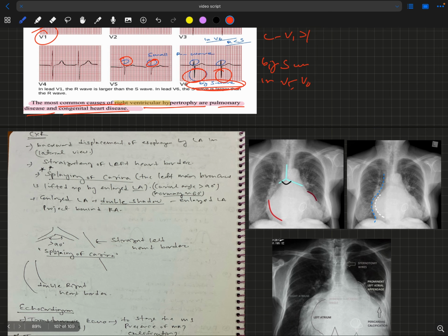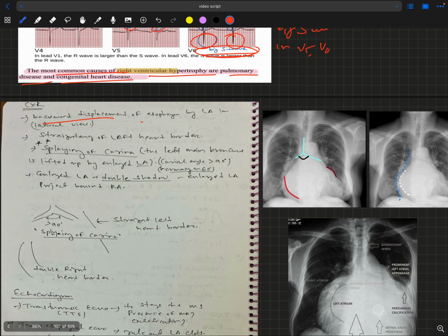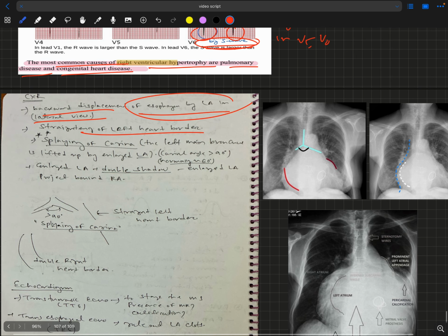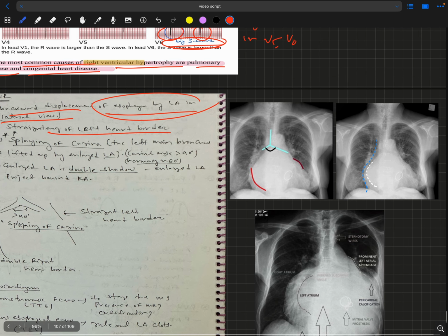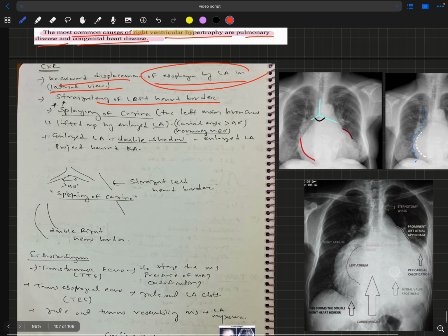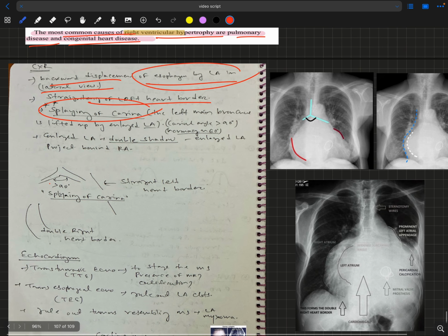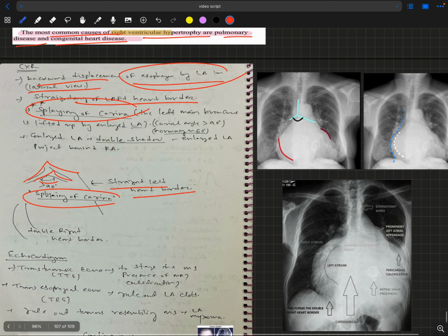So what are the chest X-ray findings in case of MS? Backward displacement of the esophagus by LA enlargement in lateral view X-ray, straightening of the left heart border, and splaying of carina. Splaying of carina means the angle is obtuse. This is splaying of carina.